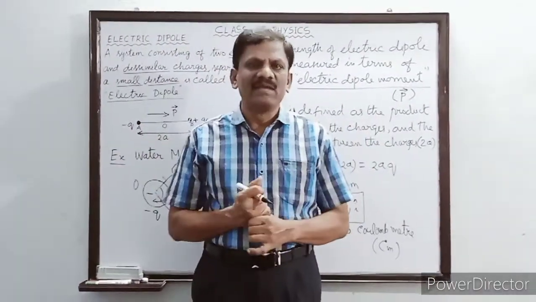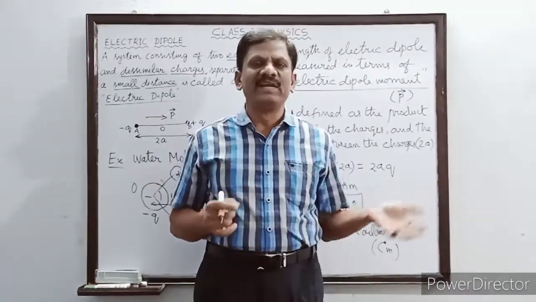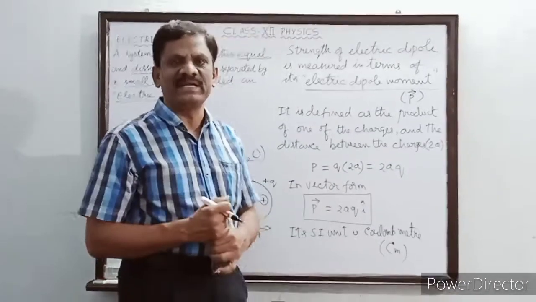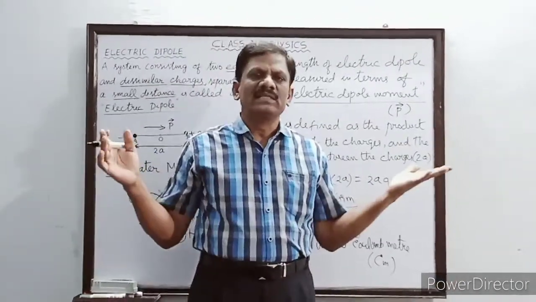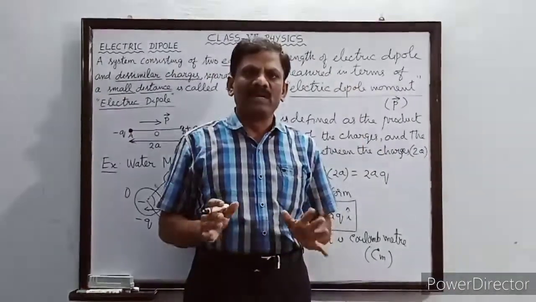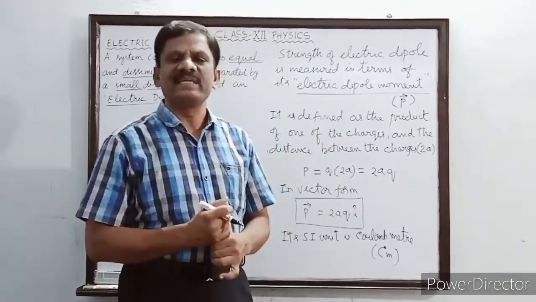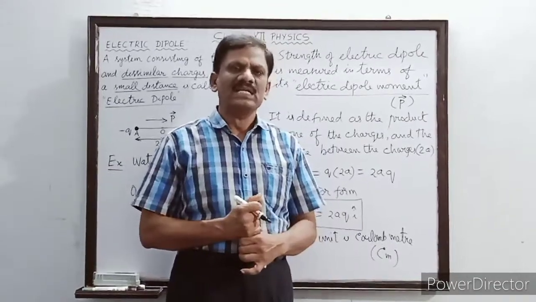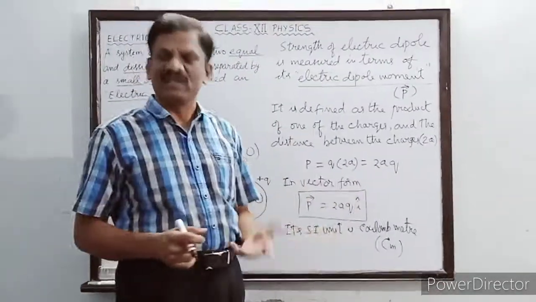Now next, what we are going to study is that surrounding this electric dipole there will be some electric field. We have studied the field due to a single charge. Now there are two charges making up the dipole. So in the space around the dipole there will be two electric fields at any point, and the resultant field will be the vector sum of these two fields. This we are going to discuss in the subsequent topics.